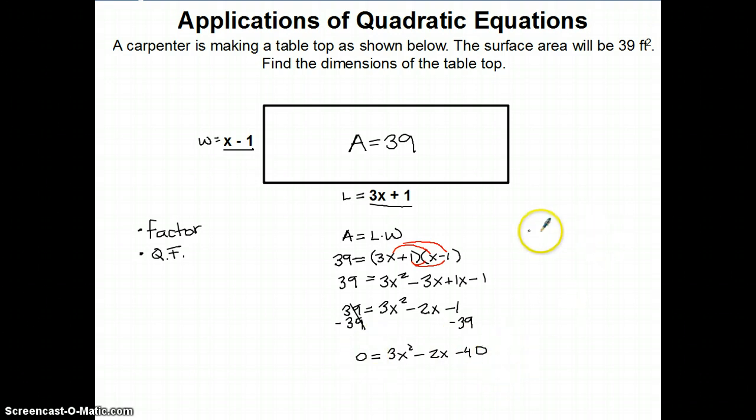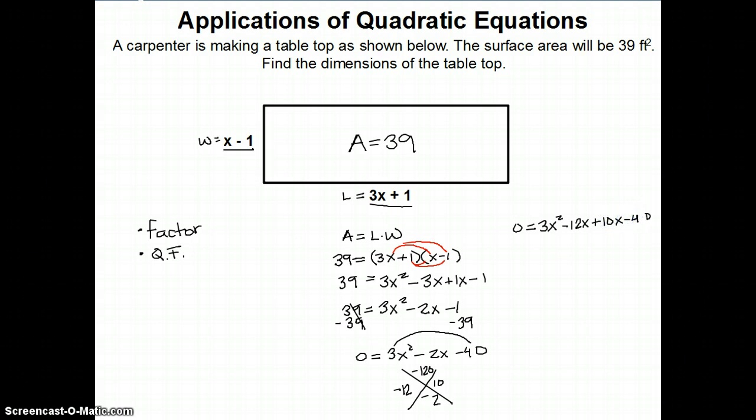There's no common factor between all three of these, so I go straight to my diamond. On top I have 3 and negative 40, which make negative 120, and on bottom I have a negative 2. So I am looking for two terms that multiply to a negative 120 while adding to a negative 2. This would be a negative 12 and a positive 10. So I'm going to go ahead and rewrite my trinomial as 0 equals 3x squared. And instead of my minus 2x, I'm splitting it up with negative 12x plus 10x minus 40.